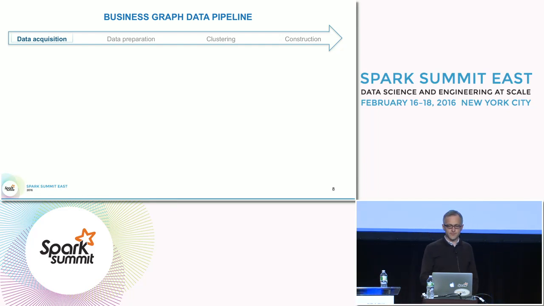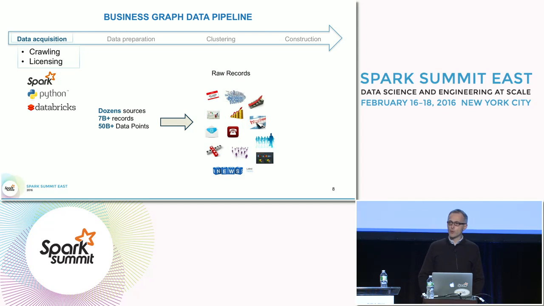and construction. Data acquisition, in that step, we crawl or license data from dozens of sources, including billions of records and tens of billions of data points. We retain this information over time as we use historical data to build some of the machine learning models. At the output of data acquisition, we have many different types of records which might represent or model the same information in different ways, such as, for instance, employees or revenues.